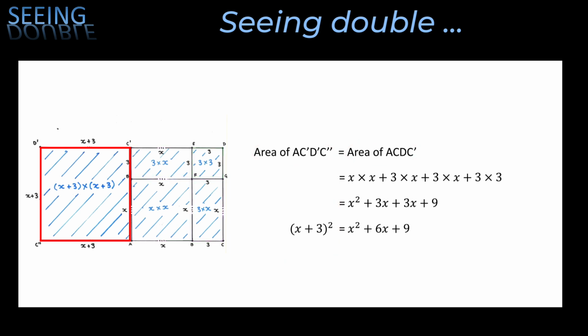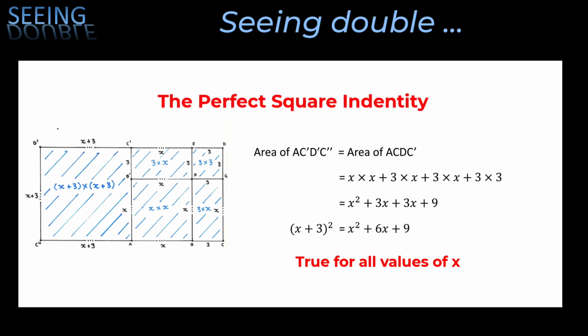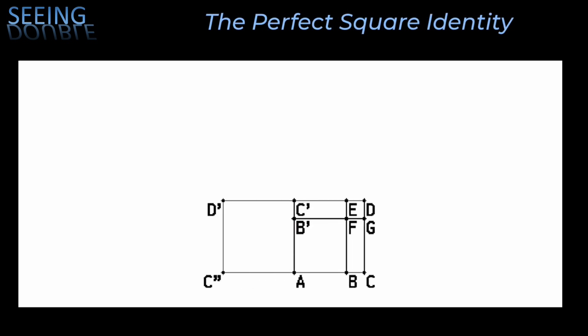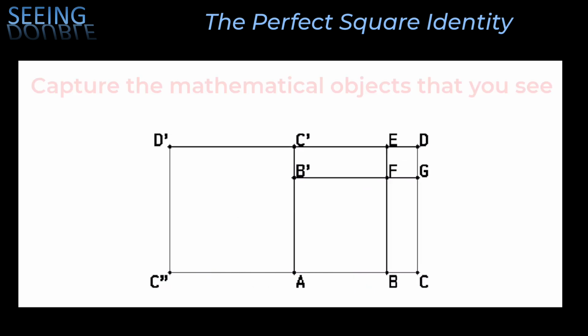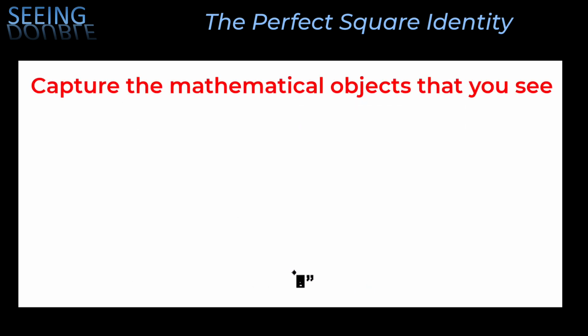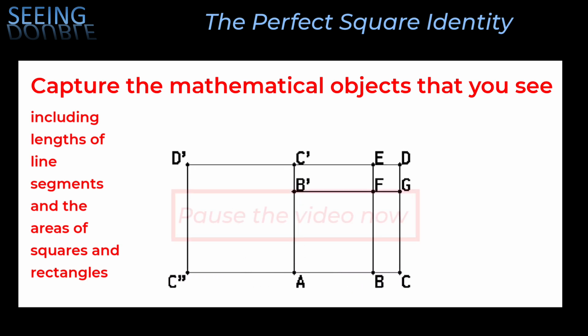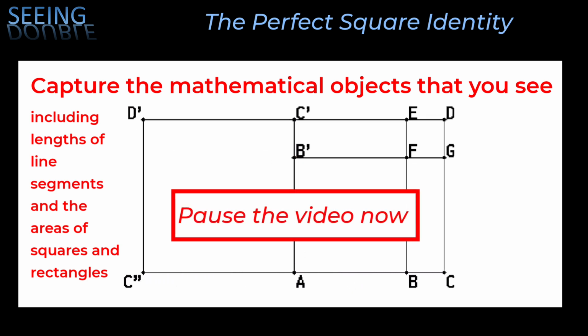Mathematical identities, like this, are statements which are true for all values of x, as this one is, which we know based on the diagram from which it came. This is an example of something called the perfect square identity. Now take a look at this dynamic diagram. Pause the video now and capture on paper the mathematical objects that you see. Pay particular attention to the lengths of line segments and the areas of squares and rectangles.